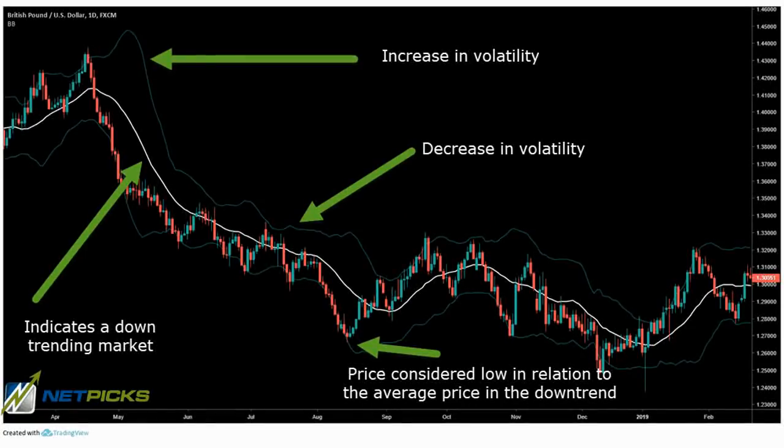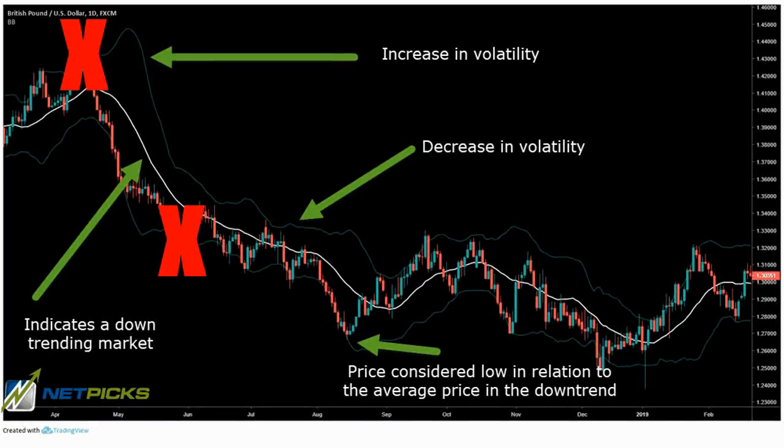Okay, this is a daily Forex chart, and it highlights the features of the Bollinger Band indicator. And I want you to note that the touch of the upper band is not just a sell signal, and the lower band touch is not a buy signal. The information is only telling us that price is either high or low in relation to an average price.